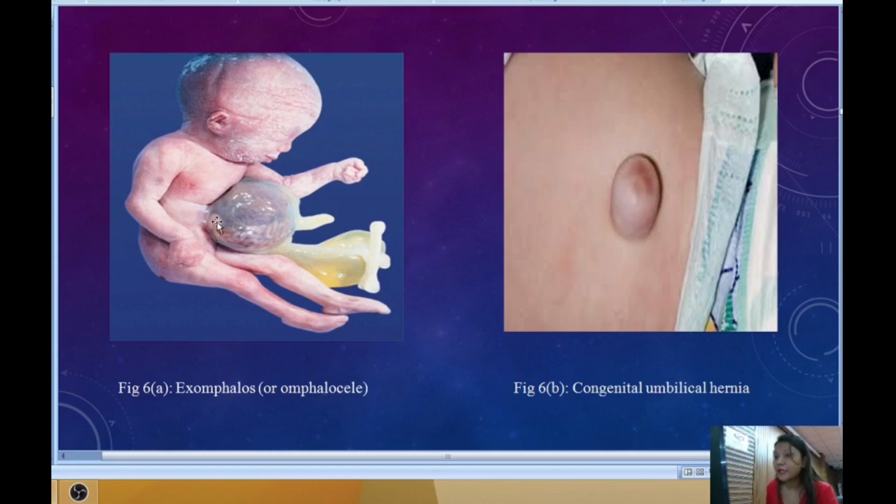But in the exomphalos, this whole thing is not covered by any skin. This is the amnion, which is covering the loop of intestine. So in omphalocele, the midgut loop comes out and it is covered by a layer of amnion. But in congenital umbilical hernia, the midgut loop protrudes to the umbilical scar, but it is covered by peritoneum and skin. So this is the difference between the two.